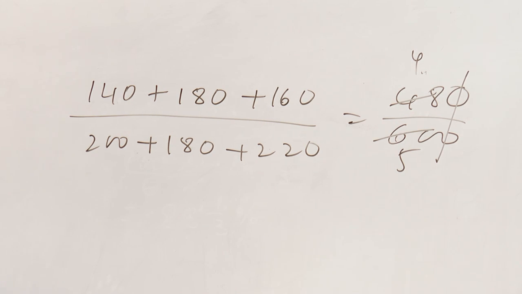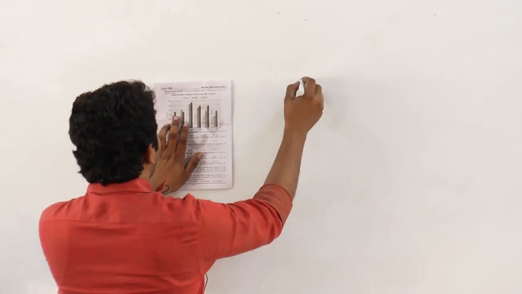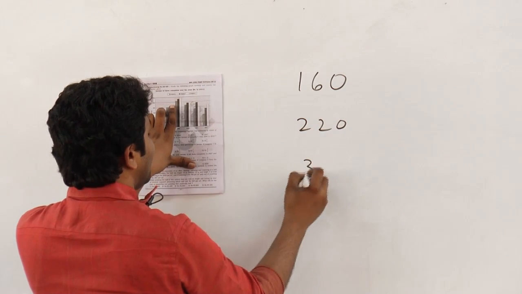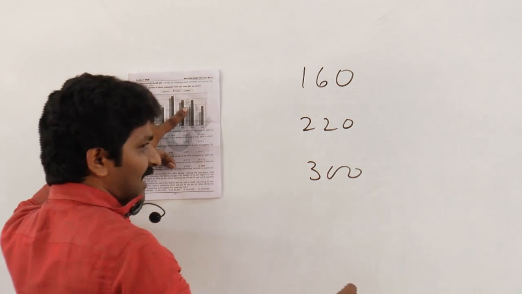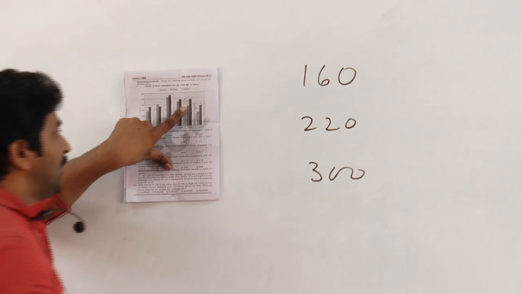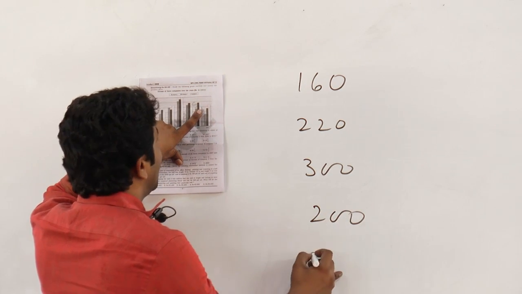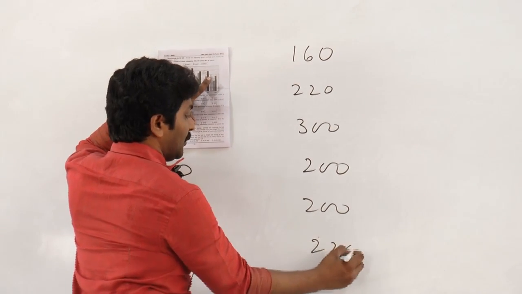Next. In which year was the percentage increase in income of company Z from the previous year maximum? So you need to have the highest increase. Answer cannot be 2007, because you don't have 2006 data. Let me write numbers here. In 2007 we have 160, 2008 220, and then 300, decrease it, right? So you need not calculate. 2011 you have same value as 2010, need not write. And from 2011 to 2012 there was an increase of 20, to 220.